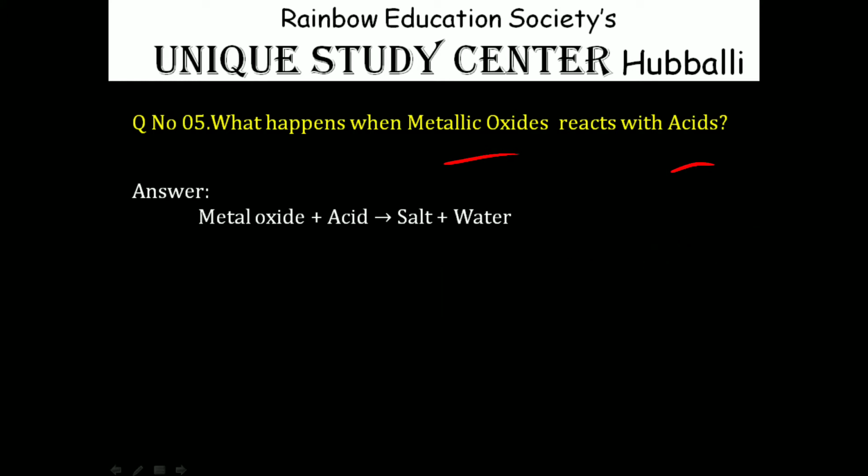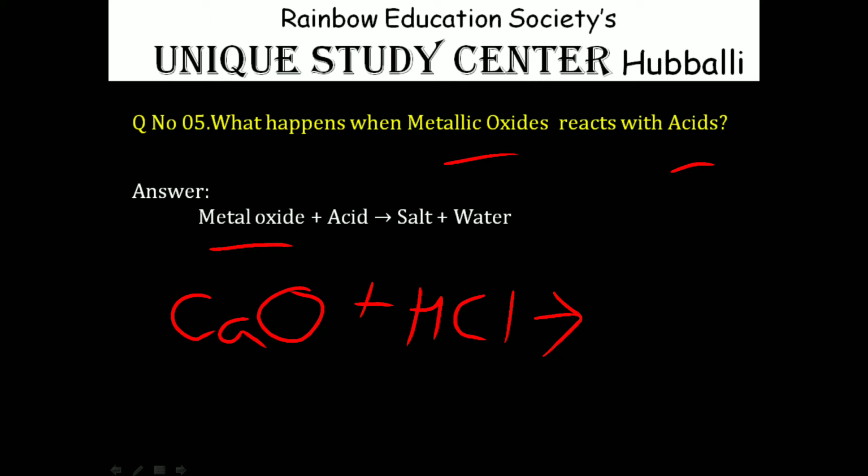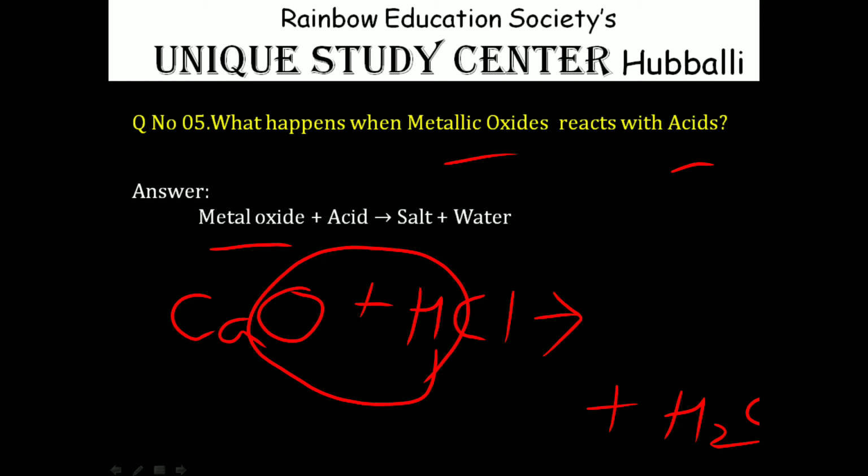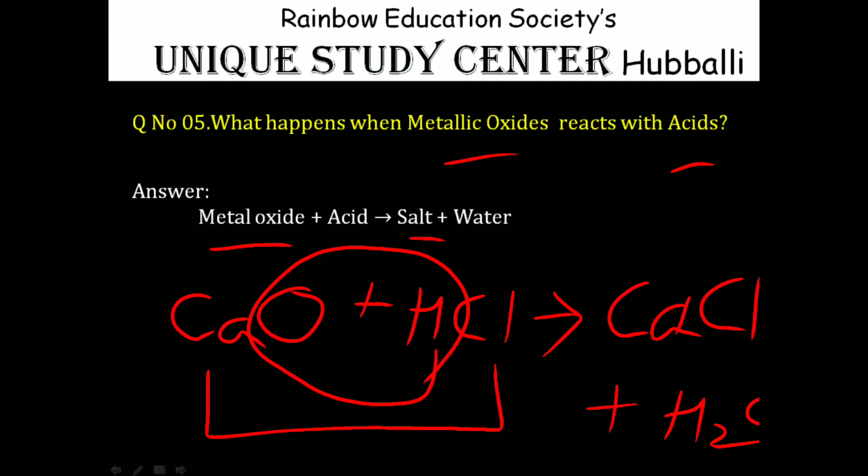For example, we will take a metal oxide. Take calcium, and with oxygen it is calcium oxide. When it reacts with an acid like HCl, hydrochloric acid, it gives the salt plus water. First I will write the water in the product. Water is hydrogen and oxygen taken, and the remaining is calcium and chlorine. It is considered as salt. Therefore, the charge of Ca is +2 and chlorine is -1. Therefore, the formula is CaCl2 plus water.